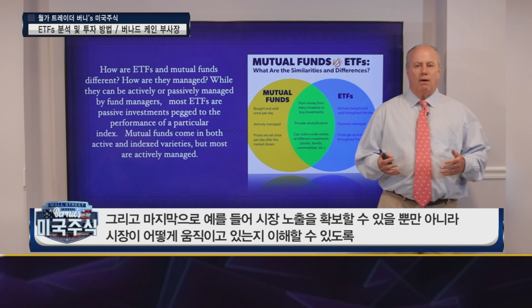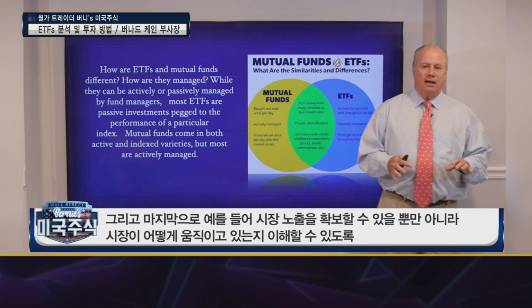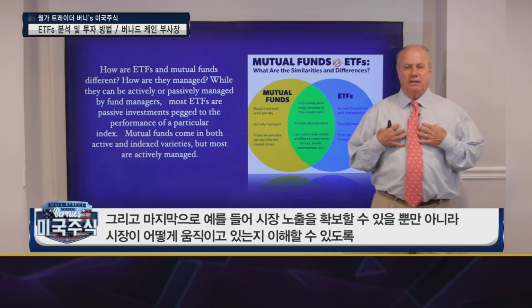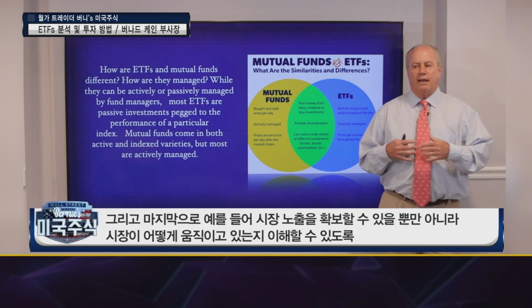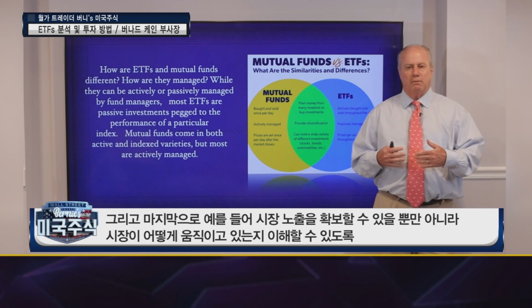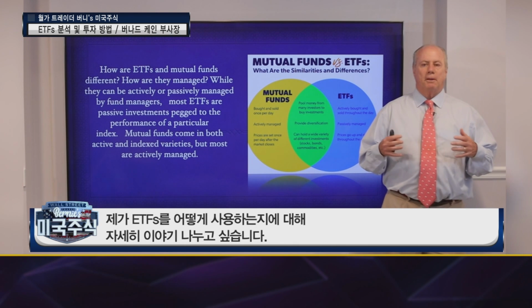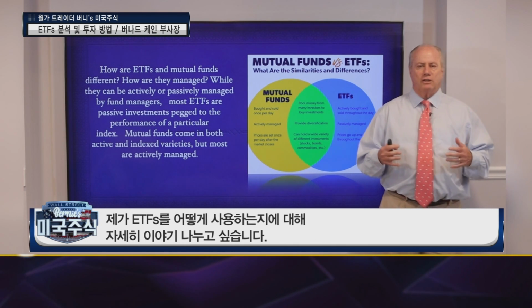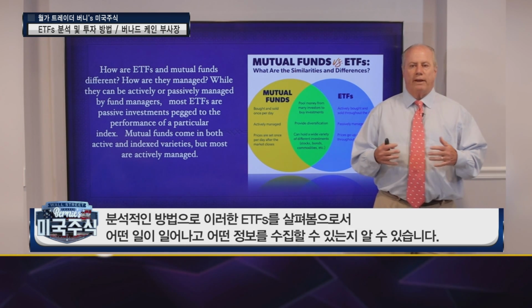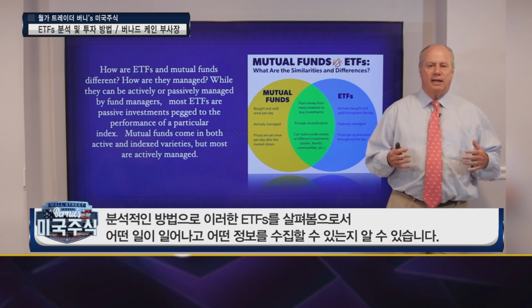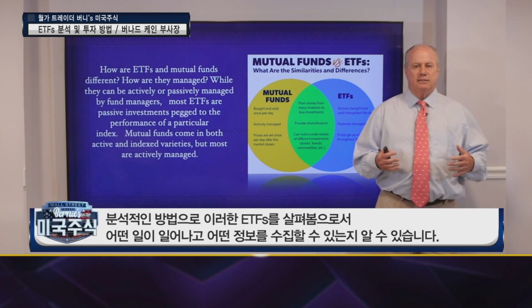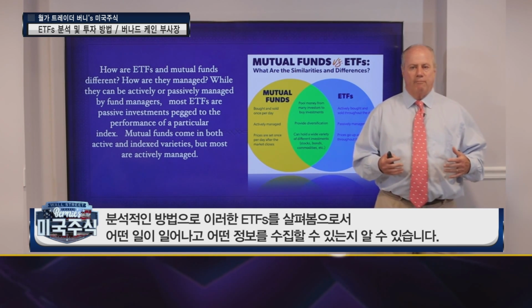And finally, I want to talk in detail about how I use ETFs, not only, for example, to gain market exposure, but to understand how the market's moving and what's going on, and what information I can gather from looking at these ETFs in an analytical way.